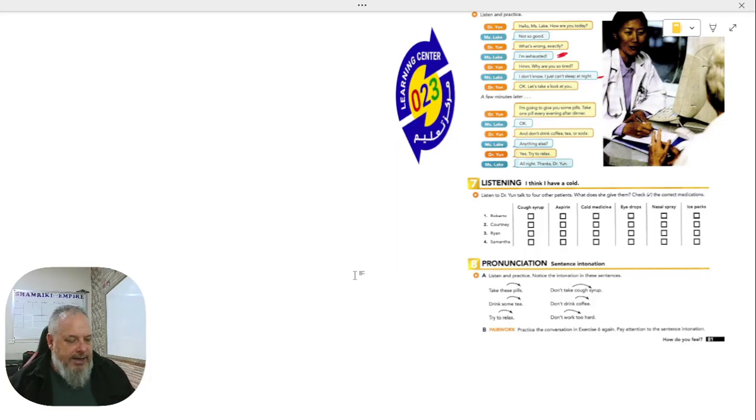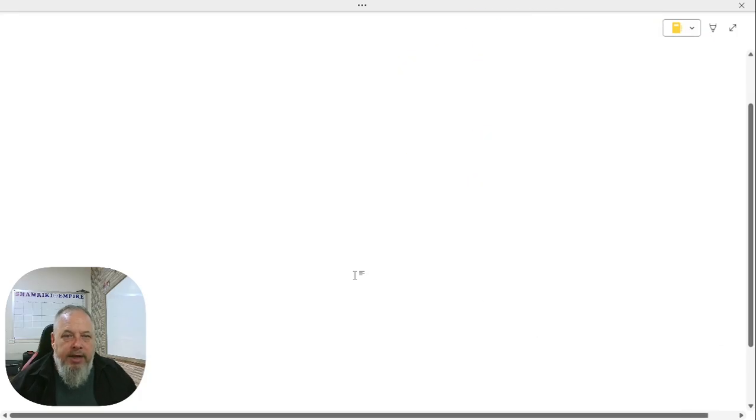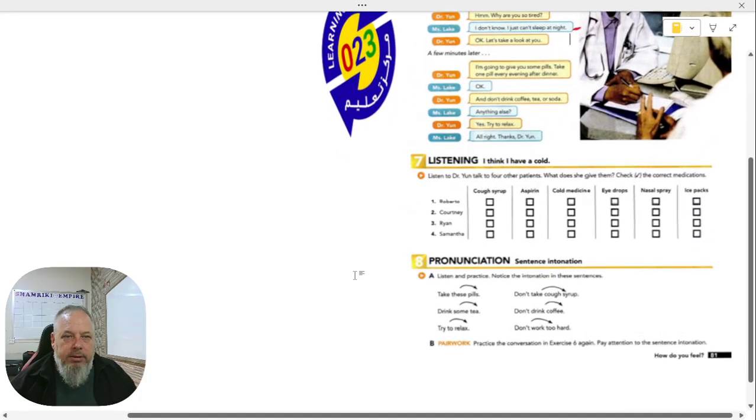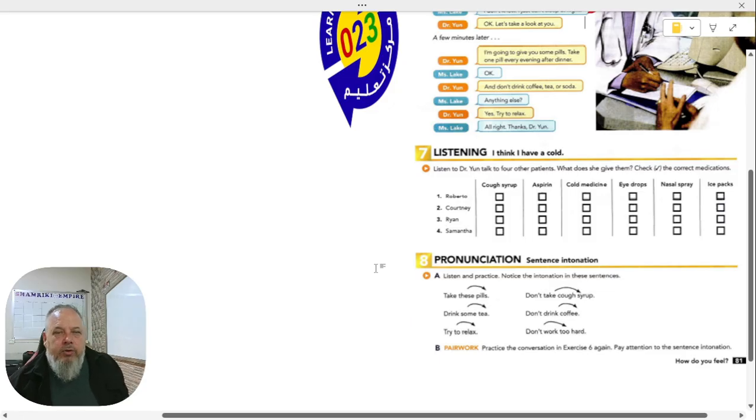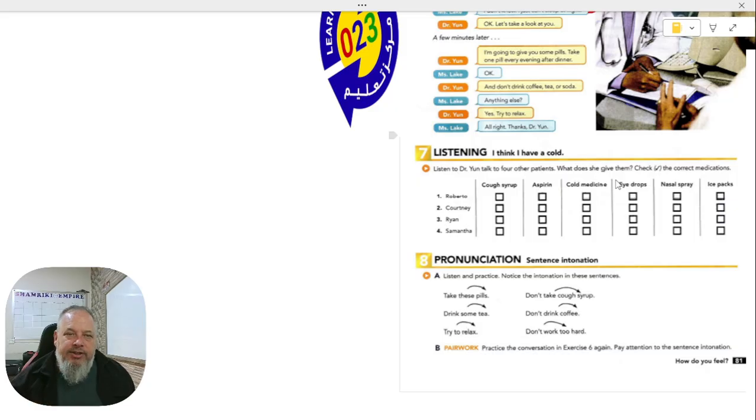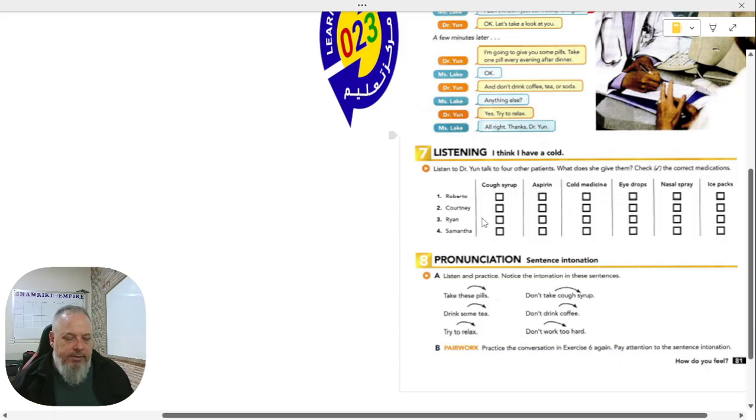I think I have a cold. So our friend, Dr. Yun, is talking to four other patients: Roberto, Courtney, Ryan, and Samantha. It says, what does she give them? Check the correct medication for each one.